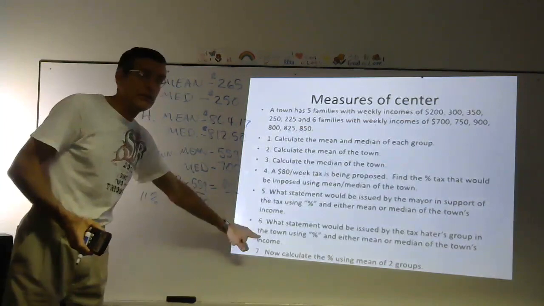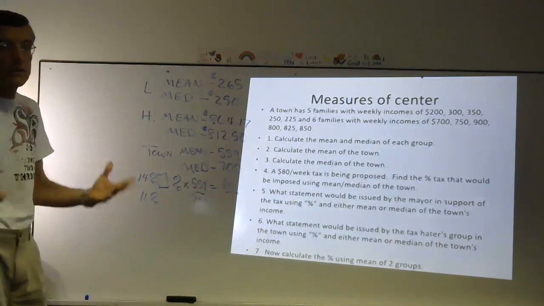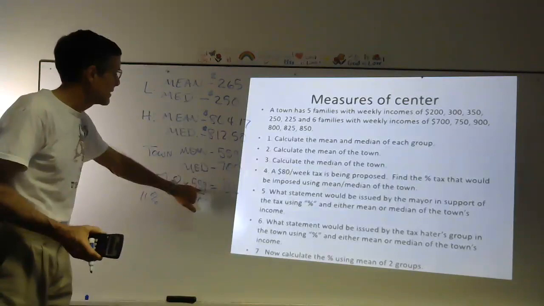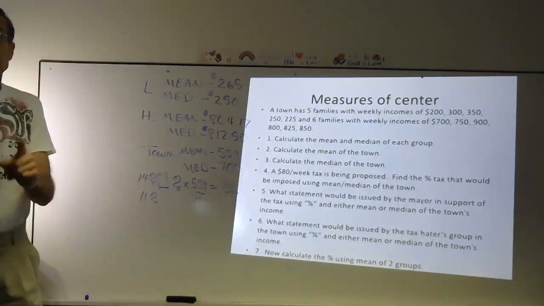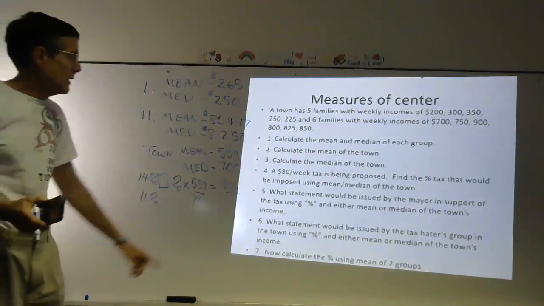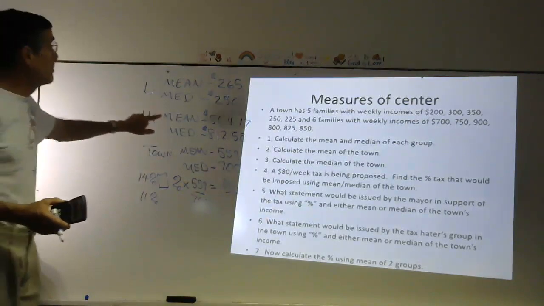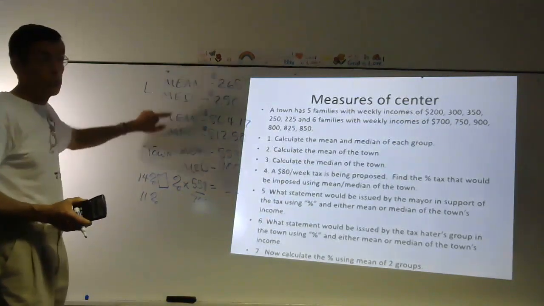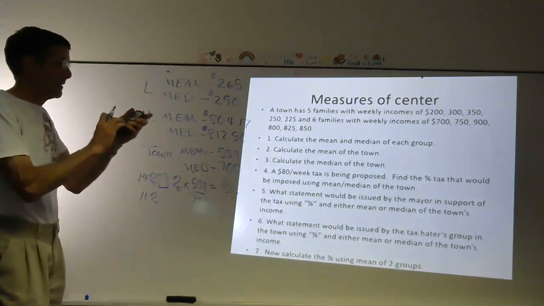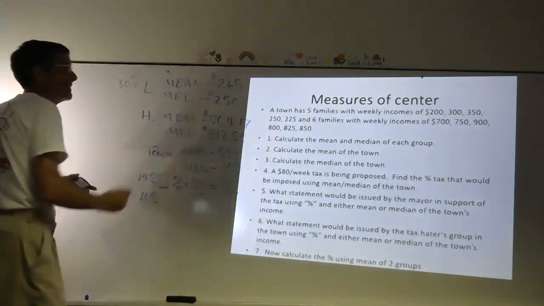Whereas the tax hater group, the group in town that doesn't want to have anything at all to do with taxes, would say, what are you talking about? It's a 14% tax on the mean income. And they are telling the truth. But they're using different terms, mean and median. Now calculate the percentage using the mean of the two groups. If you go back now and use the mean of the two groups, take the $80 and divide by 265. This is a 30% tax.